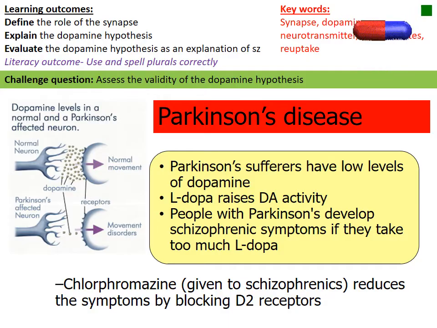But chlorpromazine works by blocking specifically D2 receptors across the synapse. Now, by blocking the receptors, you reduce the amount of dopamine that's absorbed across the synaptic gap. Once a schizophrenic patient has had chlorpromazine, their positive symptoms dramatically reduce. All of this works together for evidence of the role of dopamine in schizophrenia.